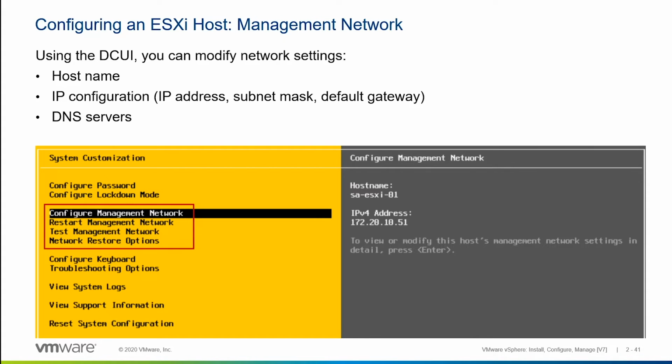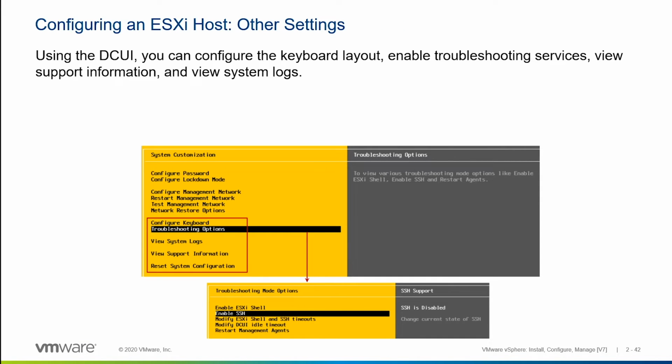Now, the management network is something that's really important. The management network will be the primary IP address of your ESXi host. Okay? So we can configure the management network, and we'll show you that in a moment. We can restart and test the management network. And if we've made a misconfiguration and lost communication between vCenter and ESXi, we can restore the settings for the network as well. Okay? We can set things like the host name, its IP address, its fully qualified domain name. We can configure DNS servers and the like.